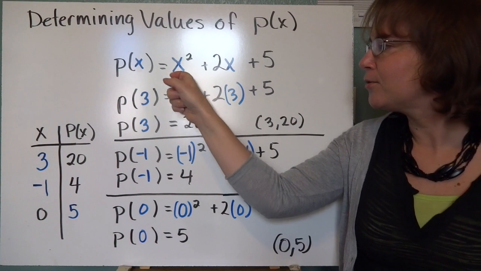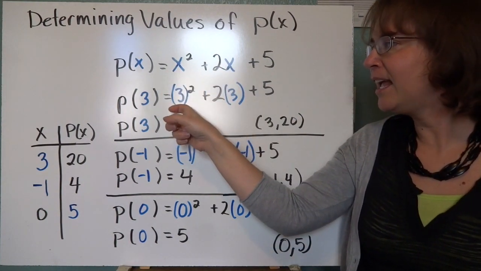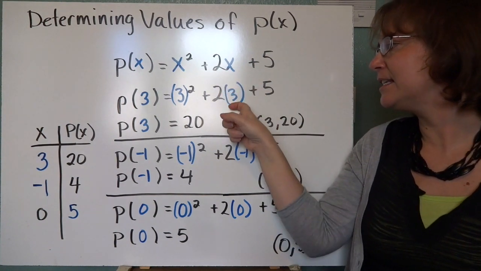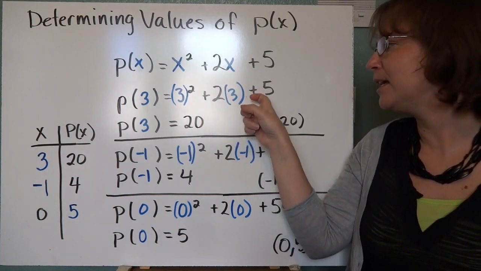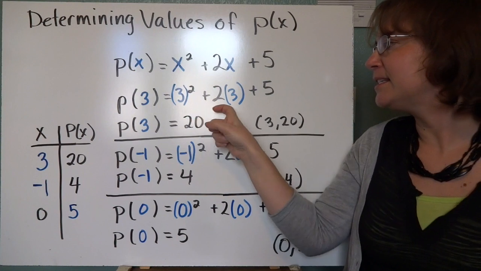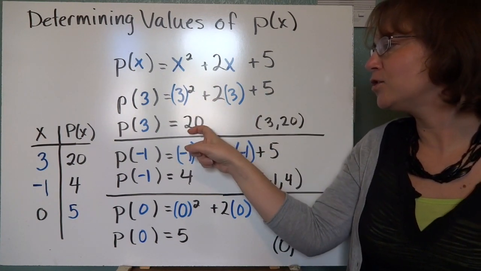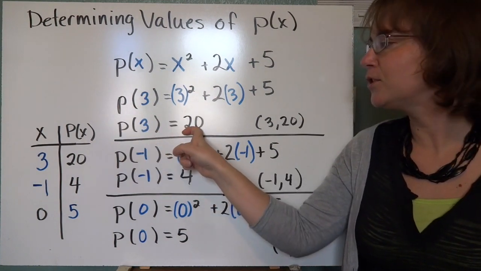So in substituting a 3 for every x, instead of x squared, I have 3 squared plus 2 times x, and in this case my x is 3, so 2 times 3, plus a 5. 3 squared is 9, 2 times 3 is 6, 9 plus 6 plus 5 is 20. So p of 3 is equal to 20.